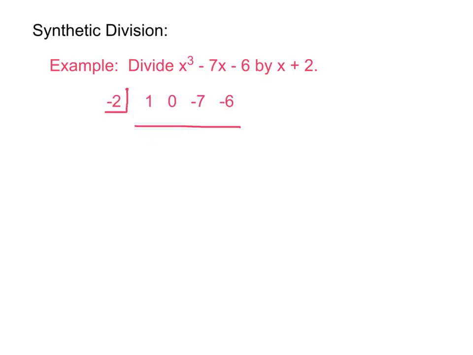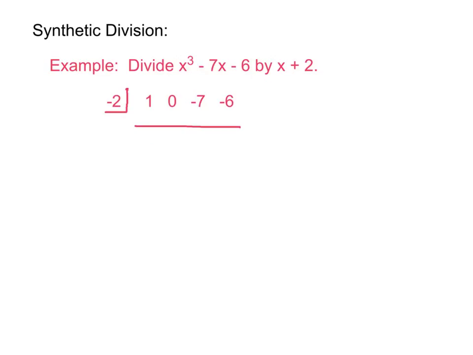All right, so first of all, we're going to be concerned with the coefficients. We start by looking at the x plus 2. If we're dividing by x plus 2, then I want to put minus 2 in this little box. If I had been dividing by x minus 2, then I would put plus 2 in the box. So I put minus 2 in the box.